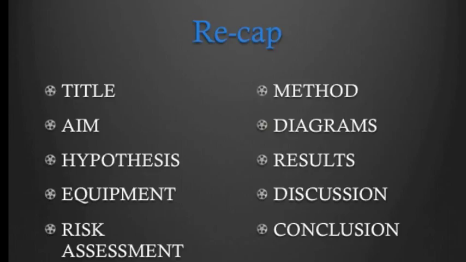Your method outlines all the steps you're taking in your experiment, diagrams to show how the experiment is set up, a results table to record all of your data, and your discussion and conclusion telling the reader what the final result of your experiment was.